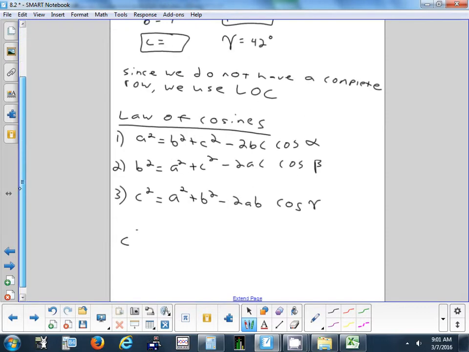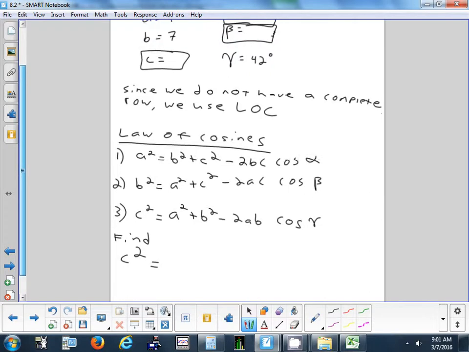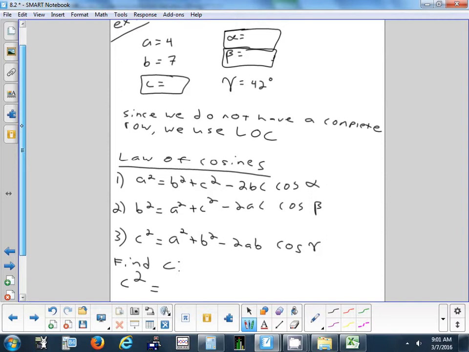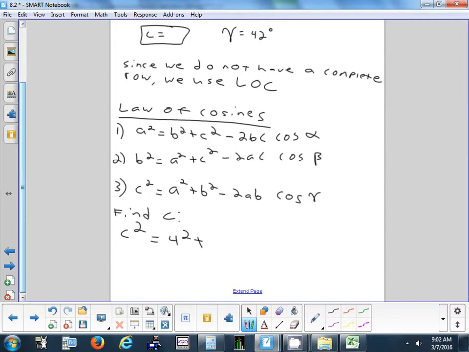So we've got C squared, and we're going to find C right now. So C squared equals A squared plus B squared minus 2 times A times B, cosine of gamma. And some of these steps we can do in our head as we're writing it. But for the first time through, I'll just write it all out.